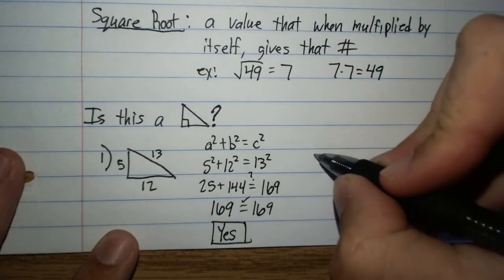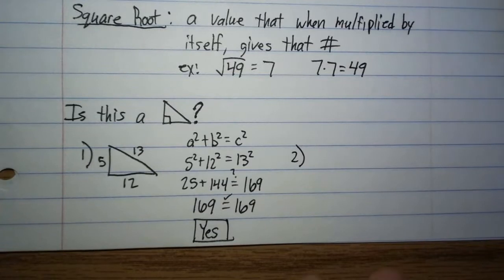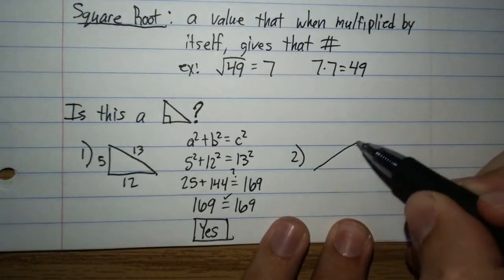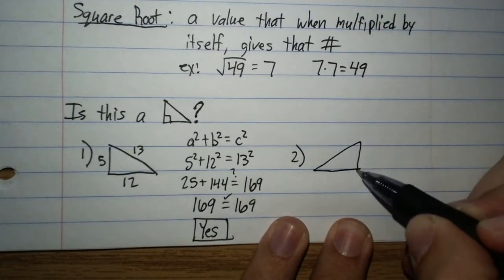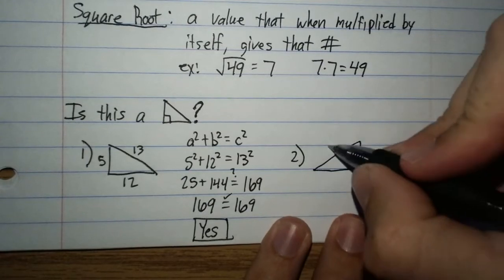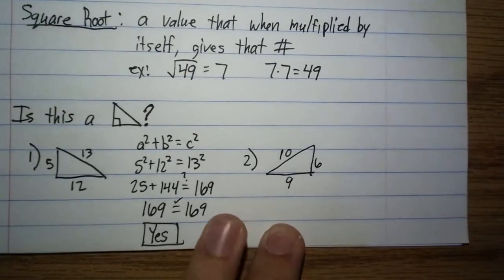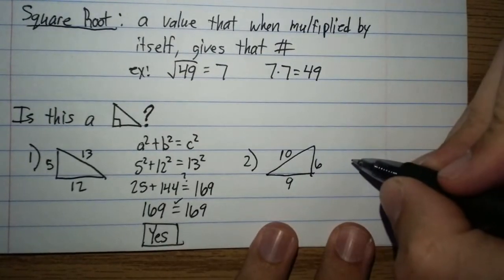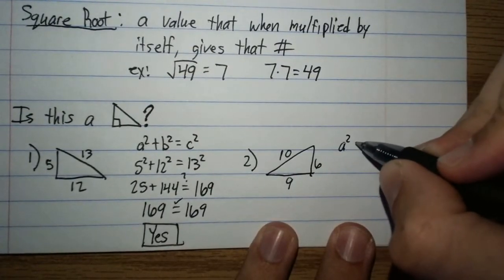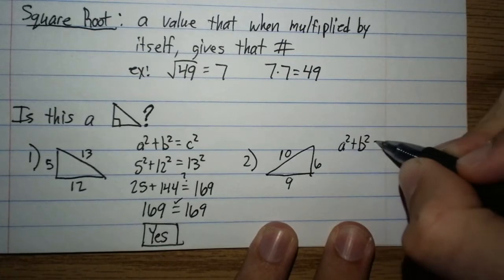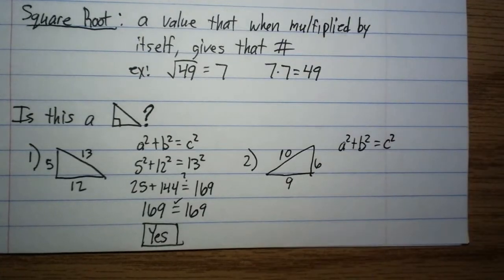Now I'm going to give you a second example. I want you to pause the video and work this out yourself. Okay, you have a 10, a 9, and a 6. Work this one out on your own. When you're done, come back and unpause the video and see how you did.